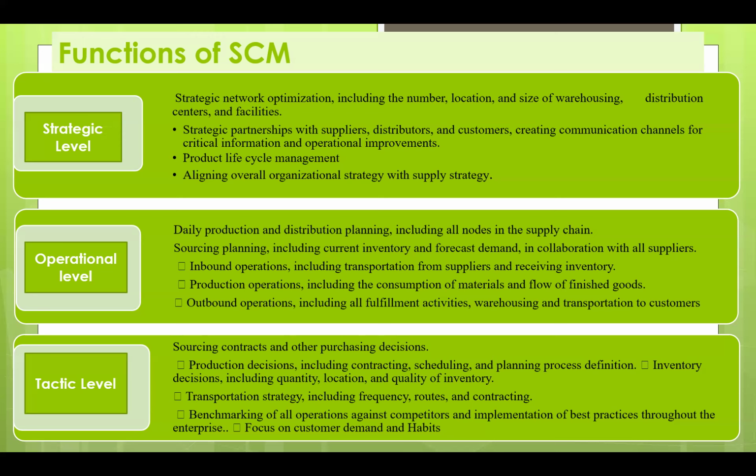So, the functions of supply chain management are performed at three levels, that is, strategic level, operational level, and tactical level. So, this was all about the meaning, objectives, and functions of supply chain management.